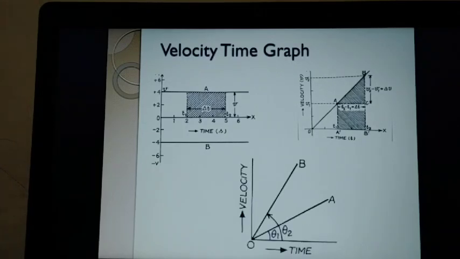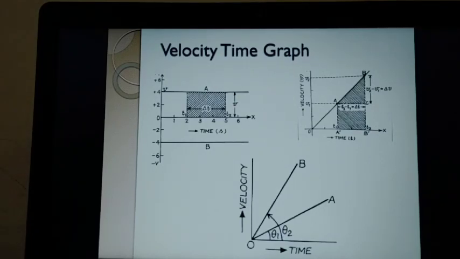Okay, here we have two velocity time graphs with two objects A and B, and they are making slopes theta 1 and theta 2 with the time axis. Slope. What do you mean by slope? We have already said that that is change in y coordinate by change in x coordinate. What is taken in y direction? That is velocity. What is taken in x direction? That is time. So how can you find out the slope? Delta v by delta t. What is delta v by delta t? Acceleration. Which means the slope of the velocity time graph is acceleration.